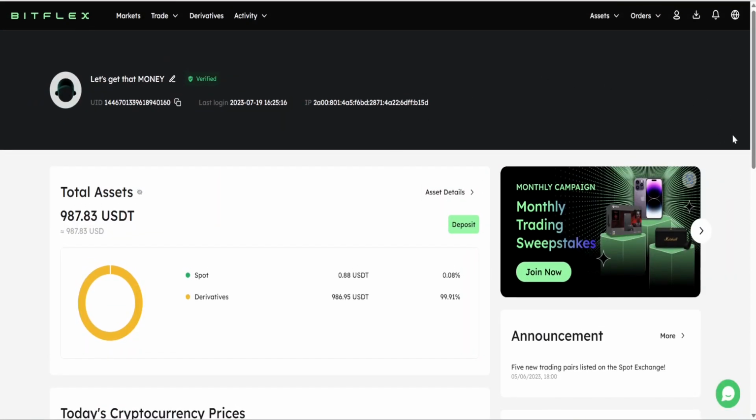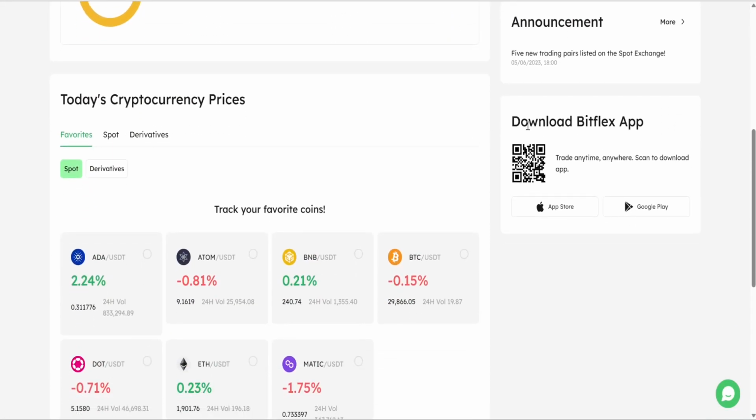So this is how it looks when you are on the front page. When you scroll down, you can also download the BITFLEX app, which I do recommend, because if you are going outside and you don't have your computer with you, then the BITFLEX app will be perfect for you to have, because then you can trade wherever you are in the world or whatever you are doing.